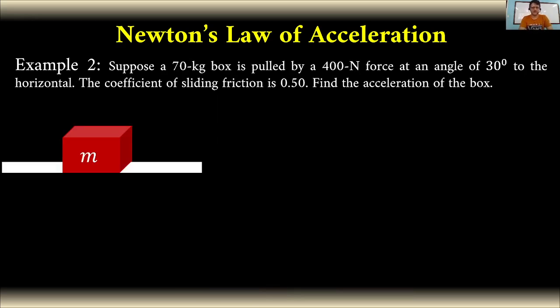Now let us try to solve this example. Suppose a 70 kilogram box is pulled by a 400 Newton force at an angle 30 degrees to the horizontal. The coefficient of sliding friction is 0.5. Find the acceleration of the box.